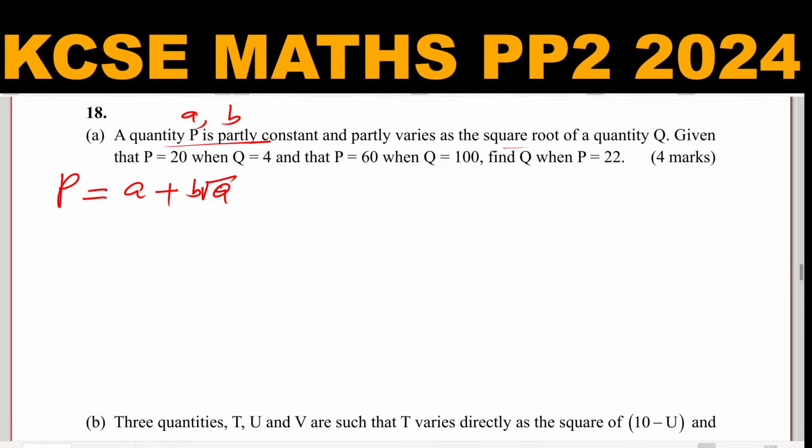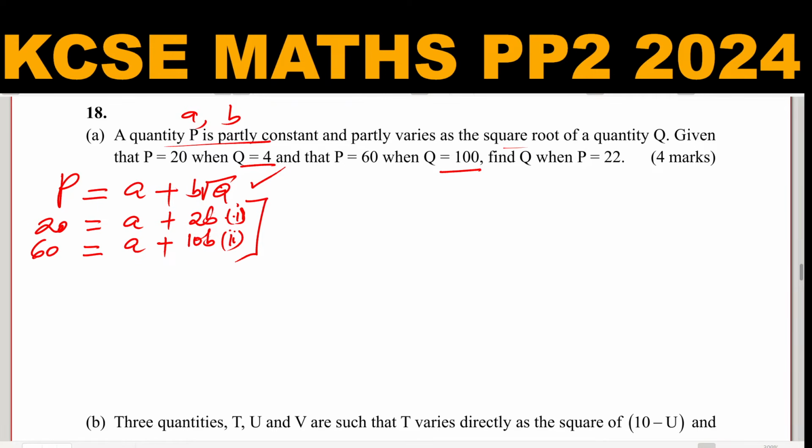Now given that P is equal to 20 when Q is equal to 4, just substitute. So A remains there, then Q is equal to 4, therefore the square root of Q will be 2. 2 times B, that will be 2B. That is equation 1. And then given that P is equal to 60, A remains there, and Q is equal to 100. So this will be the square root of 100, which will be 10. 10 times B, that is 10B. We are simply substituting Q and P in this equation.